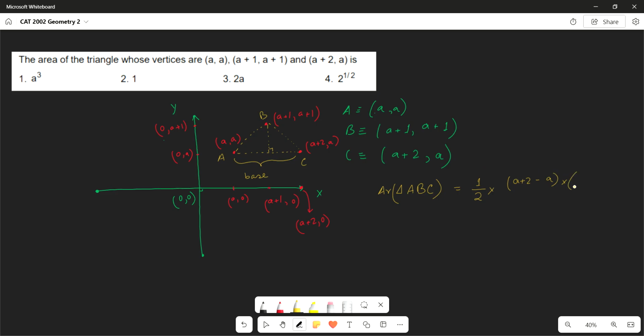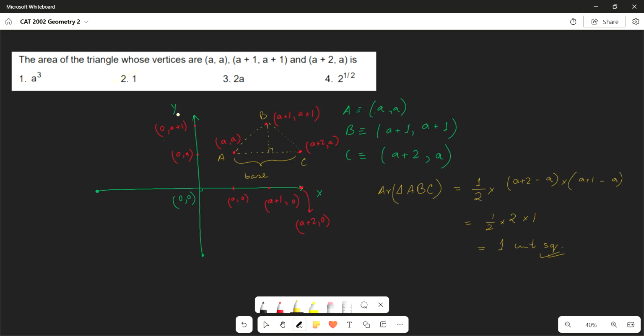So what will be the height? The height will be the y coordinate of B, which is a+1, minus the y coordinate of A or C. So this is half into (a+2-a) into (a+1-a). The a's get cancelled, leaving 2 and 1. So the area will be 1 unit square. So the correct answer will be option 2.